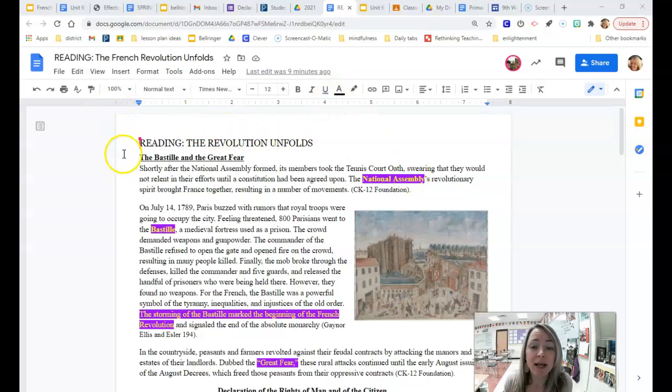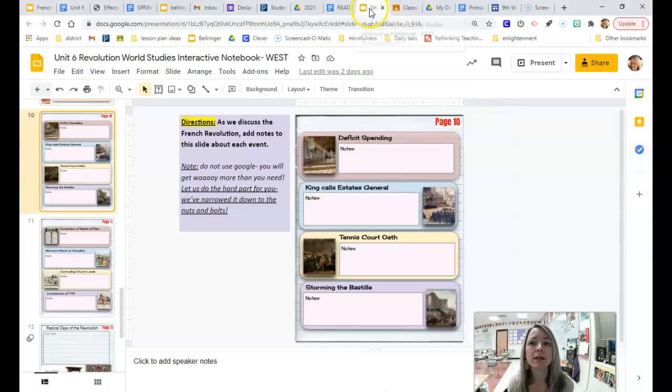Today's assignment is a reading about the revolution unfolding. So far, we looked at yesterday, revisited the causes of the French Revolution in a Nearpod, and additionally, we looked at some of the early events of the French Revolution, like the king calling the Estates General, the idea that they have serious financial issues, Jacques Necker suggesting some improvements and then getting promptly fired, and then things like the storming of the Bastille.